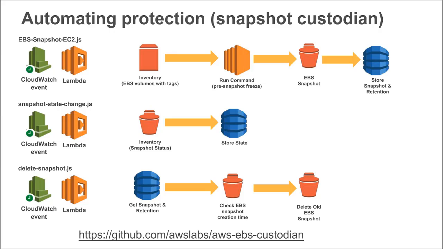This is a group of Node.js scripts that helps you manage the lifecycle of your EBS snapshots. All of these scripts are executed as Lambda functions and are scheduled to run using CloudWatch events. The first script, EBS Snapshot EC2, is used to create a snapshot from an Amazon EBS volume. This is a non-root volume identified by a tag that you define. The process will take an inventory of your volumes, and based on the tag, it will determine which volumes to snapshot.